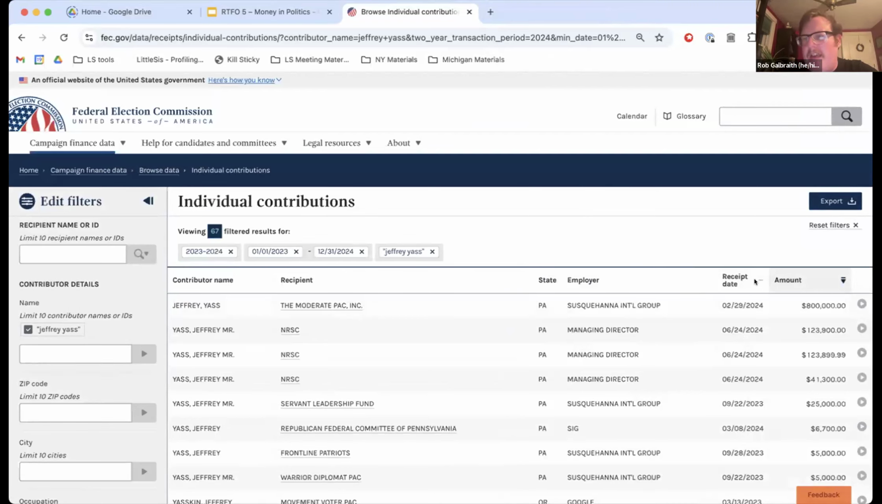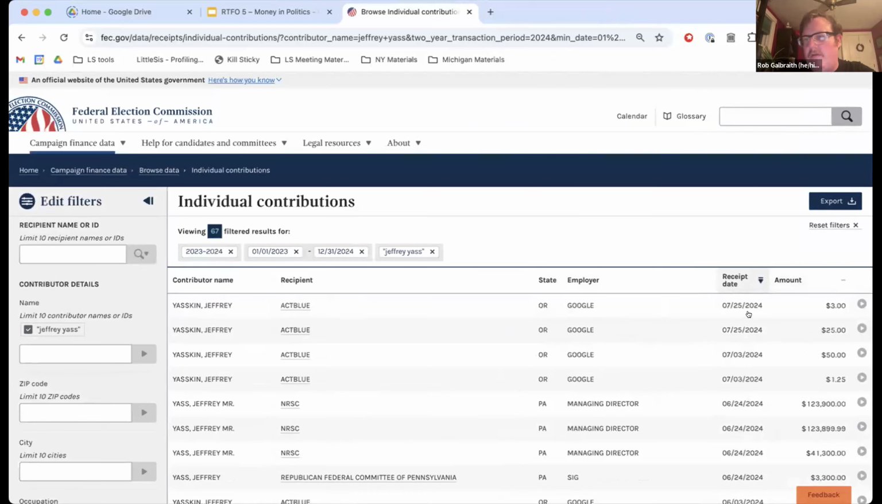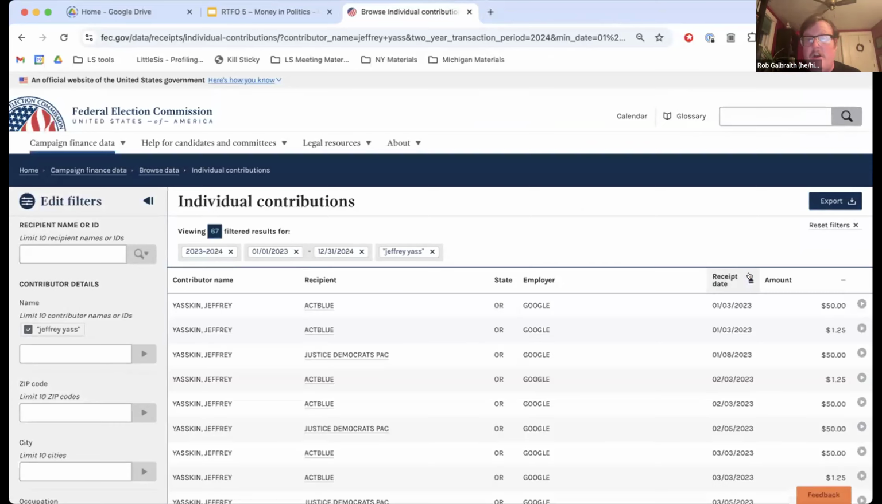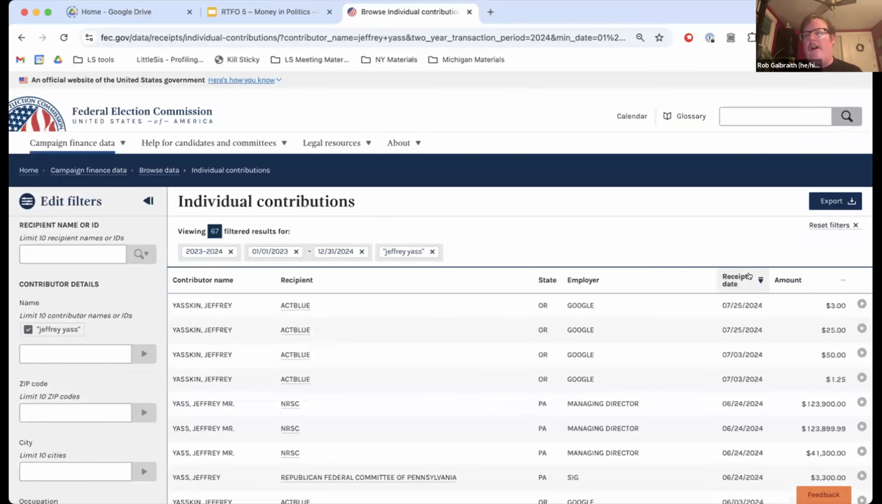Oh, another thing I should probably say is you can also sort these by the receipt date in order to get the most recent ones down to the earliest ones. You can click it again to sort it going the other direction. The default when it spits these results back at you is to sort them from most recent to the oldest one. So like I said, right now we've got 67 results here for donations from somebody with the words Jeffrey Yass in their name in this time period.